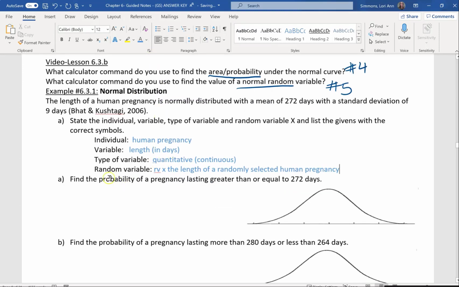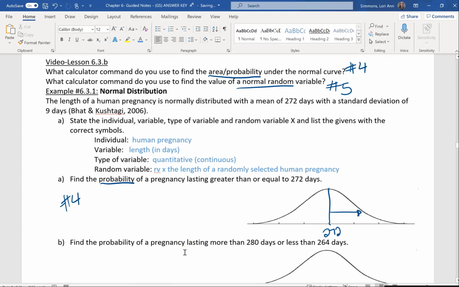Part A, find the probability. So that's your keyword. You see that? Think number 4. So you want to find the probability of a pregnancy lasting greater than or equal to 272 days. So we have a mean of 272. We're wanting to look at 272 and greater. So right away, you probably know. That's an easy one, 0.5. Okay, so we know that should be 0.5.